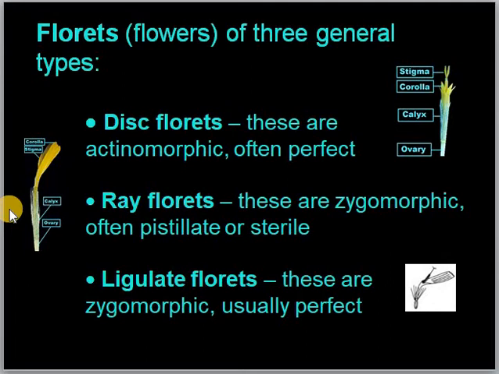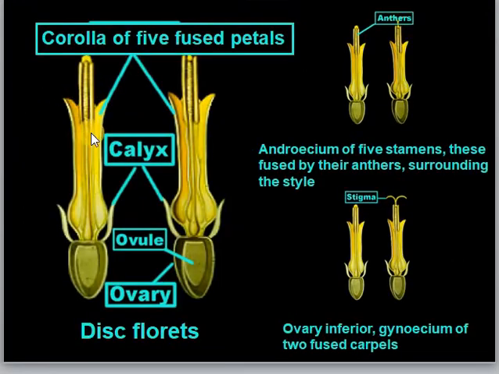And another group of florets are called ligulate flowers, and this group is zygomorphic and usually perfect. So these three kinds of flowers are present in the head or capitulum inflorescence of Compositae. These are individual flowers within the head or capitulum inflorescence, and they are called florets.